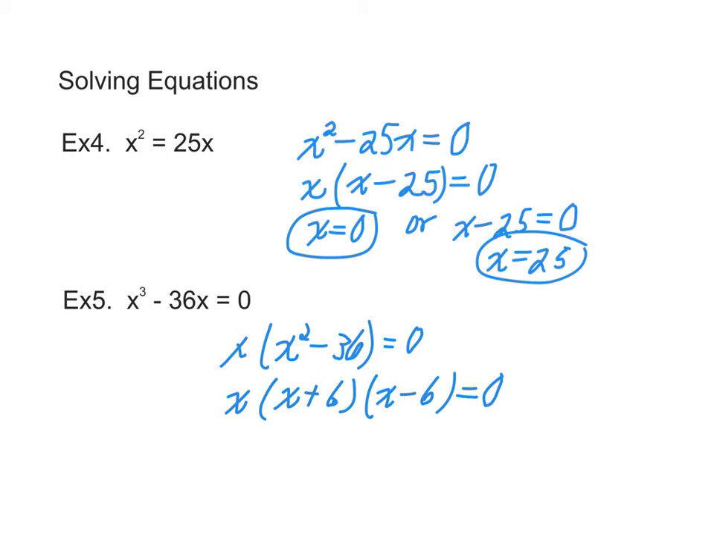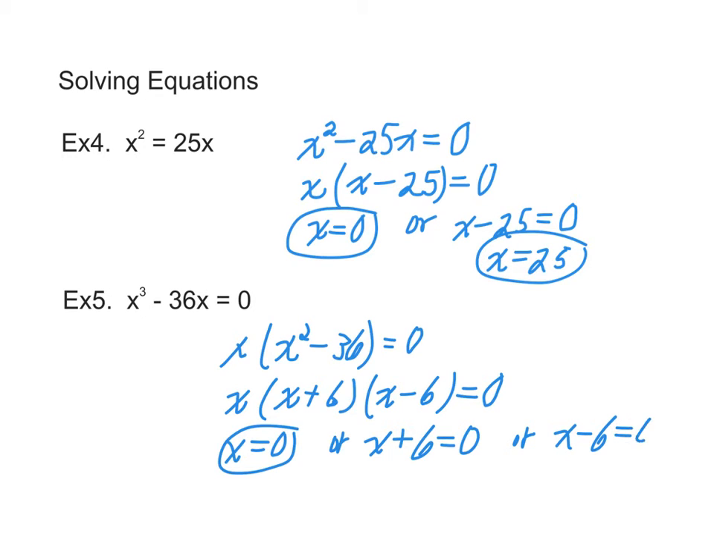There are three different factors here that need to be considered. Either the x is 0, or x plus 6 is 0, or x minus 6 equals 0. That gives us three separate solutions: 0, -6, and 6.